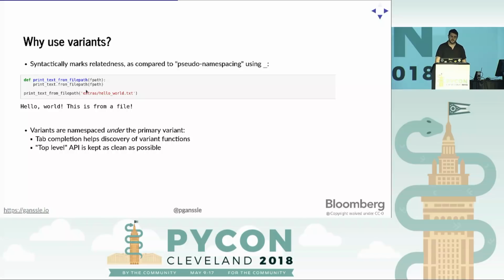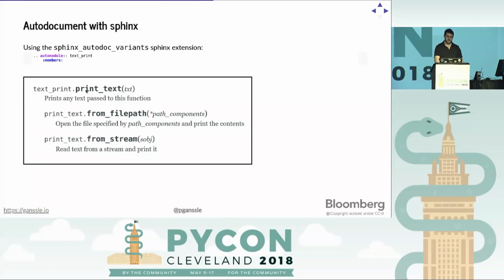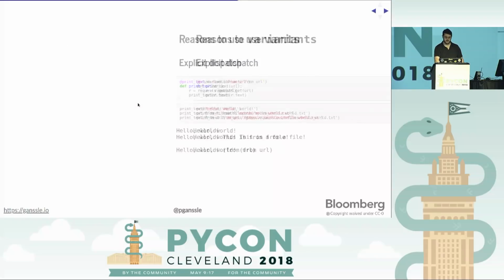So why would you use this? Why wouldn't you just do something like have an underscore? So I think that it's cleaner if you use something that's actually syntactically marking the relatedness. Then all your variant forms are namespaced under the primary variant. This also is kinder to tab completion, and it keeps the top level API as clean as possible. I've also written a Sphinx extension that allows you to just sort of take all these things and tuck them under the primary API. So you just use automodule, and all your variants will be automatically grouped together.